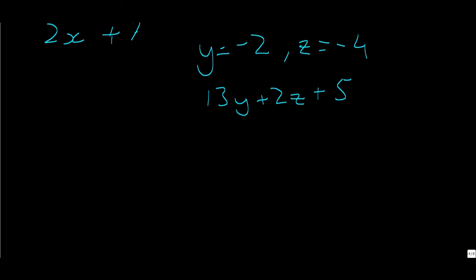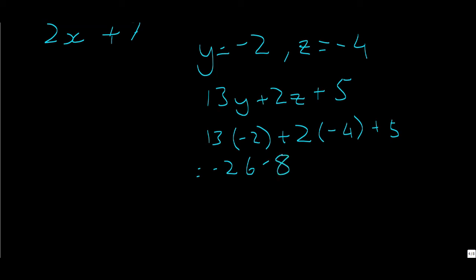How you'd go about doing this is the same way as we've done before. 13, and then in brackets minus 2, plus 2, and then in brackets minus 4, plus 5, which would equal minus 26. And then plus 2 times minus 4 is equal to minus 8. So you have to be very careful with that. Don't do the incorrect operation or the incorrect sign, because that can again really mess up your final answer. And then plus 5. Now that is equal to minus 34 plus 5, which is minus 29.